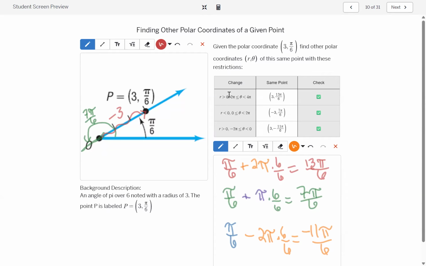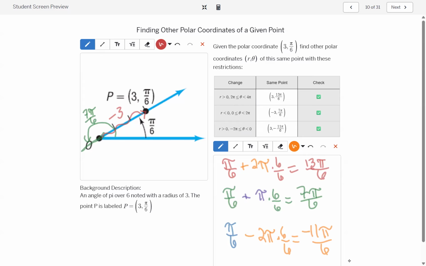So under change, they said keep the radius greater than 0. So the radius is positive. And then they said give us a theta that's bigger than 2 pi and less than 4 pi. So 13 pi over 6 is bigger than 12 pi over 6. 12 pi over 6 is the same as 2 pi. 24 pi over 6 is the same as 4 pi. So 13 is between the 12 and the 24. So 13 pi over 6 is the angle that's between those two boundaries.